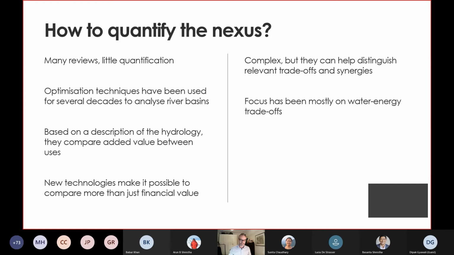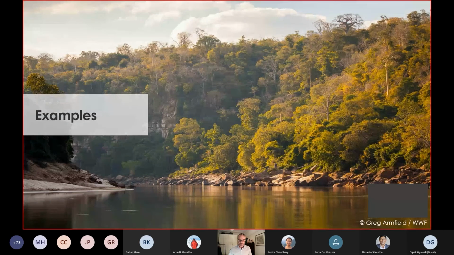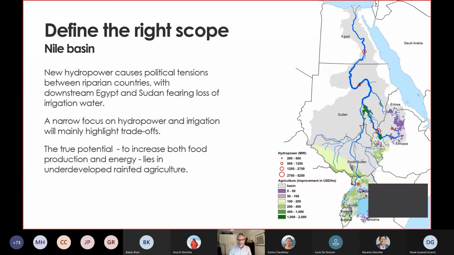To give you three examples from work that I've been doing internationally, let me start quickly with the Nile basin. Many of you might know it, but the issue there is that there's quite some political tension between upstream and downstream riparians, with Ethiopia building a big hydropower dam and Egypt and Sudan fearing that it will impact their irrigation water supply. The thing is, if you focus purely on the river system, energy, irrigation, you will only see trade-offs. You will only see impacts. None of the countries can get more water without impacting the other.